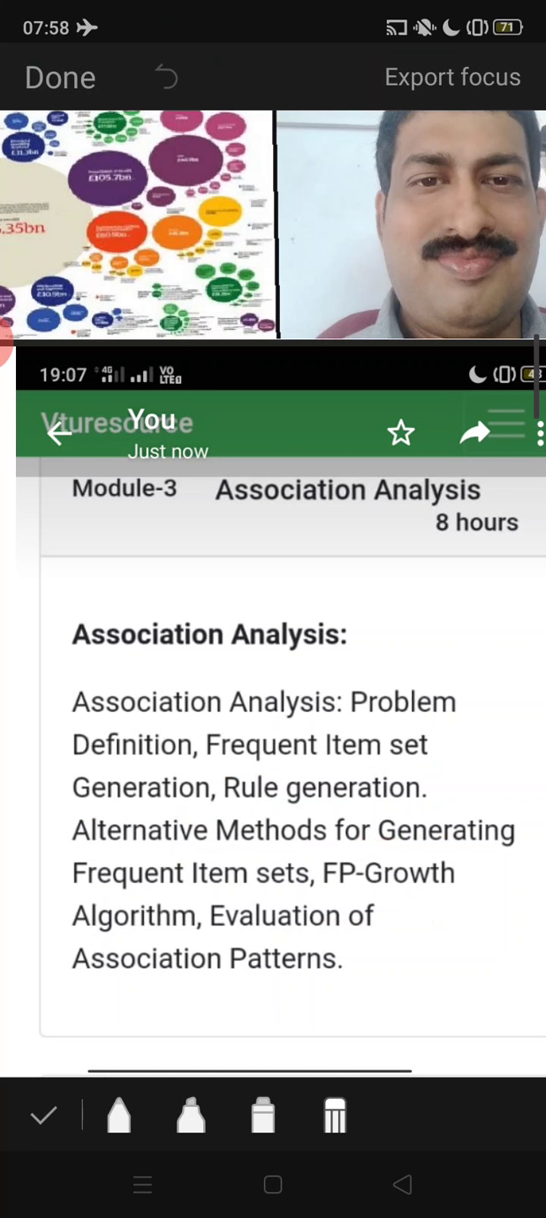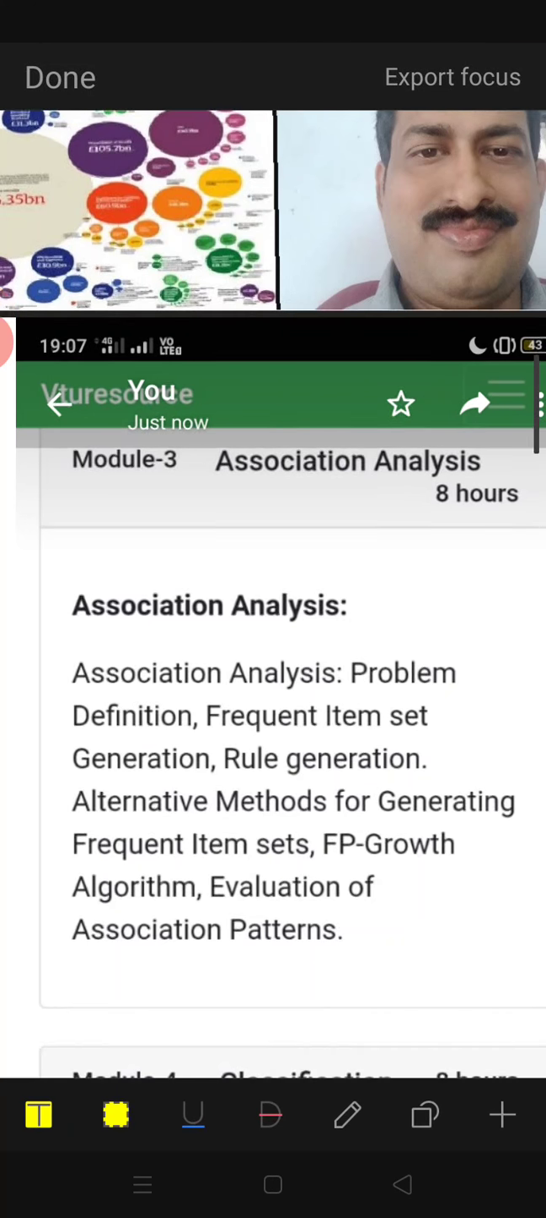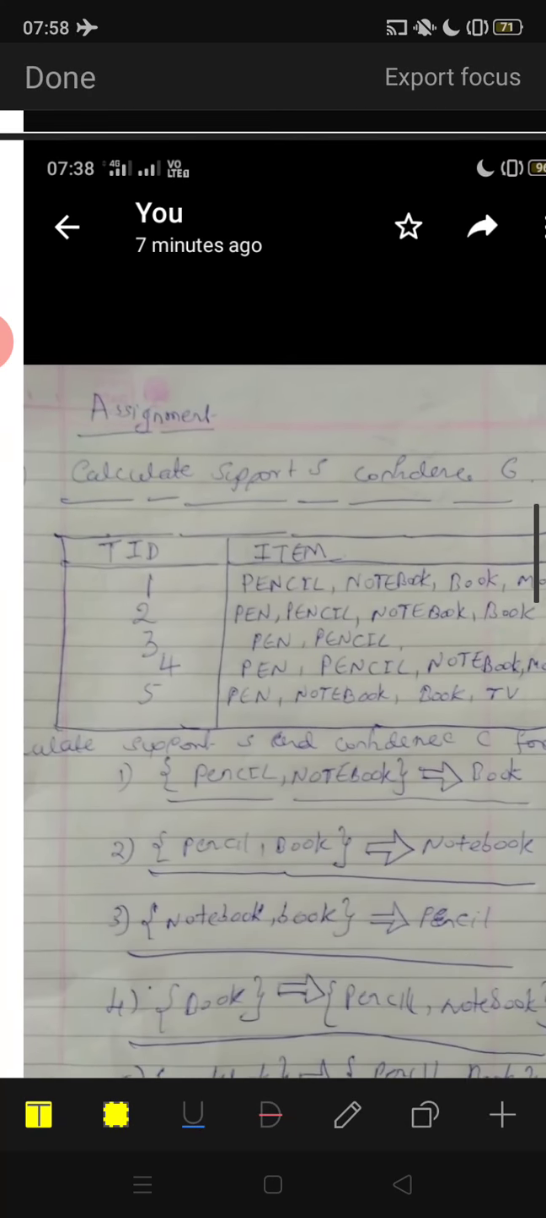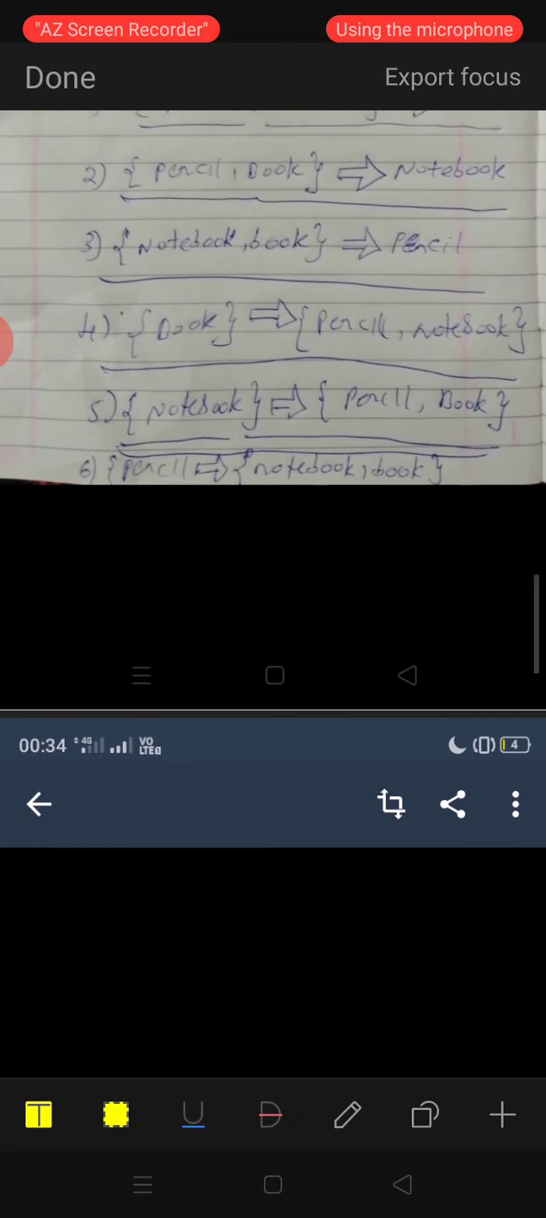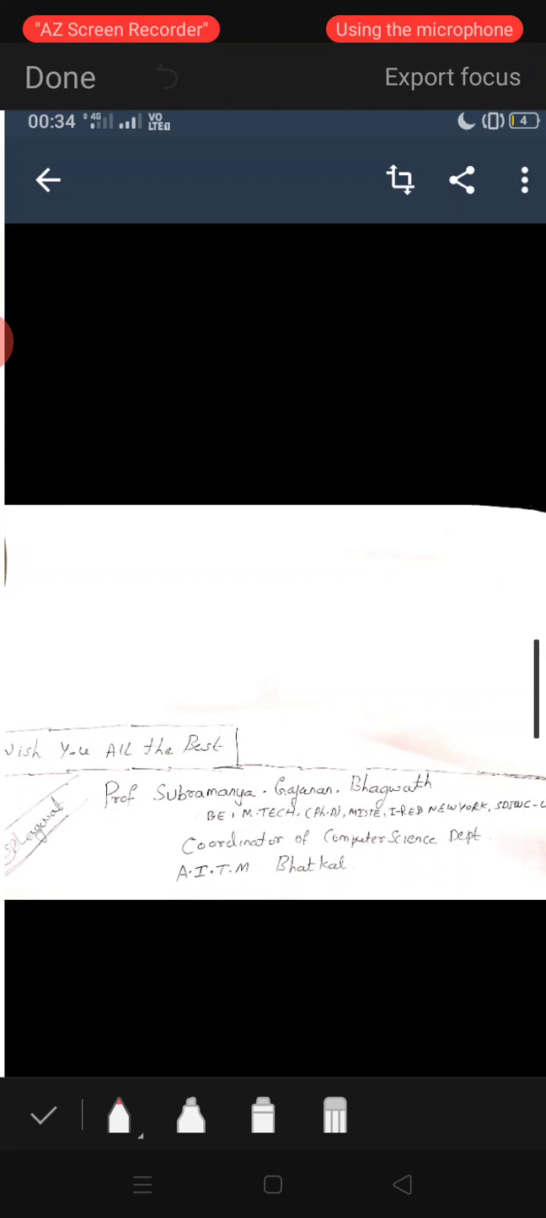Here, a very important thing you have to understand. First, I will explain the important thing, then I'll come to that assignment. Now, please, all of you observe here. Any equation is in the form of X implies Y.